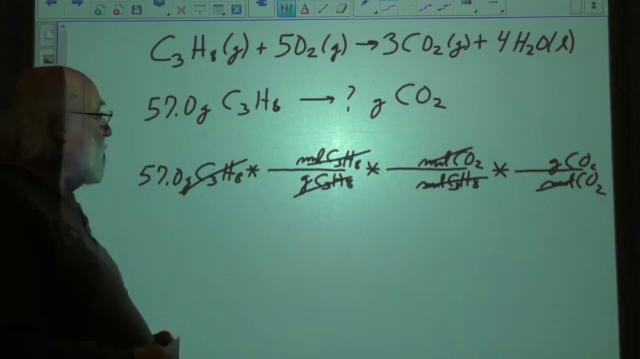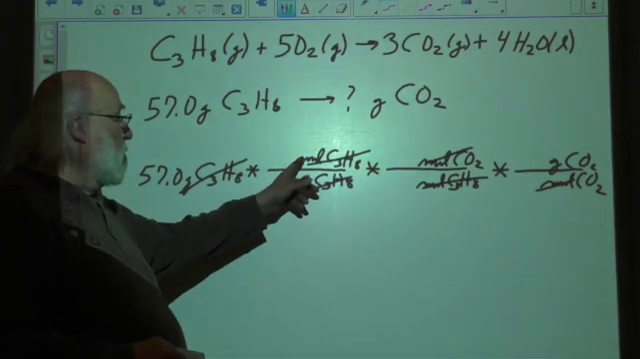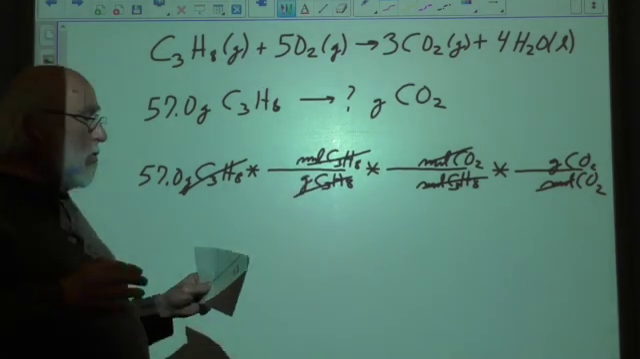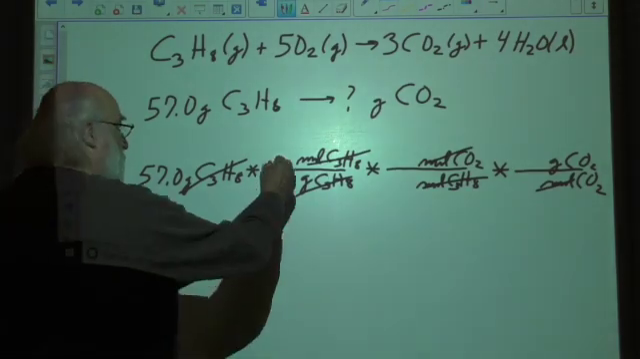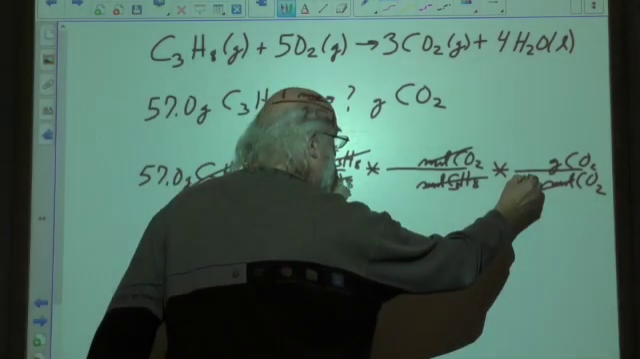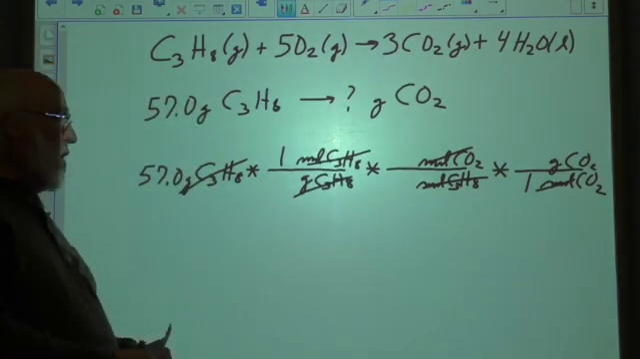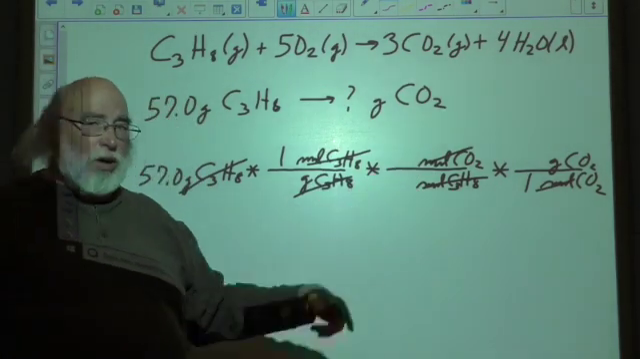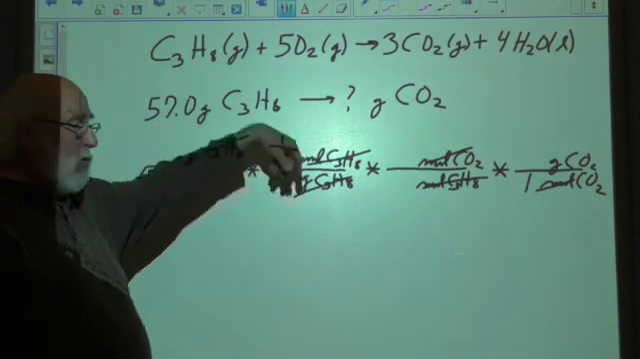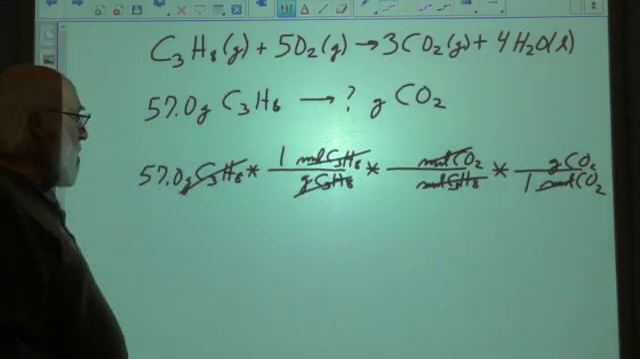Well, for the moles of propane, anytime we change moles to grams or grams to moles, we're going to have a 1. So we're going to put the 1 here and 1 over here. Now there may be a 1 in here, but it's not because we're getting grams. It's because of what's going on in the equation, and I'll come to that in just a minute.